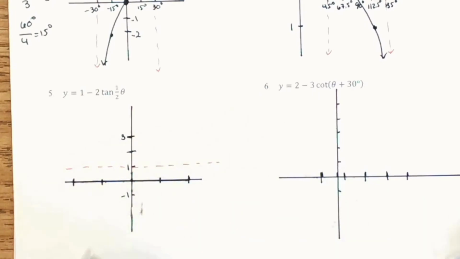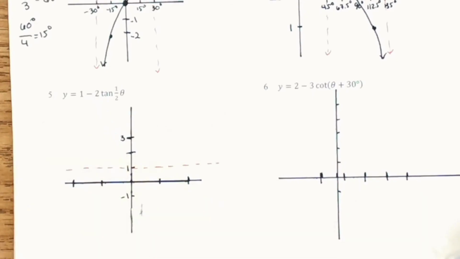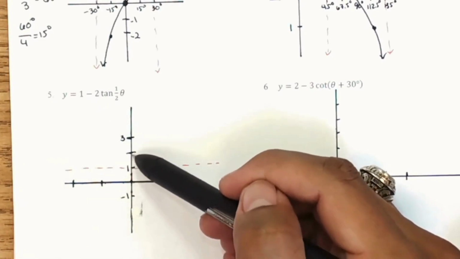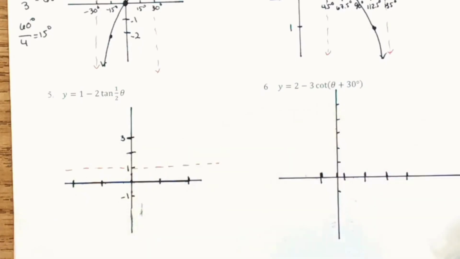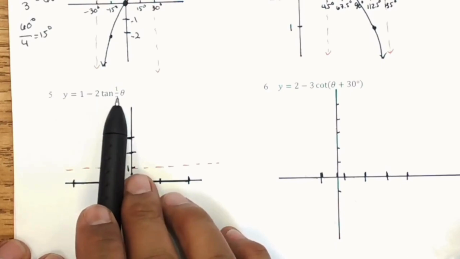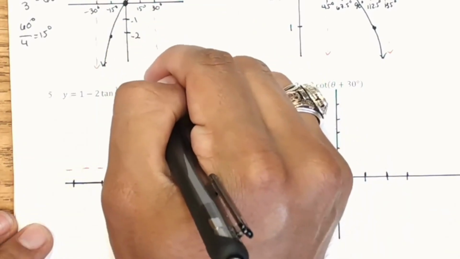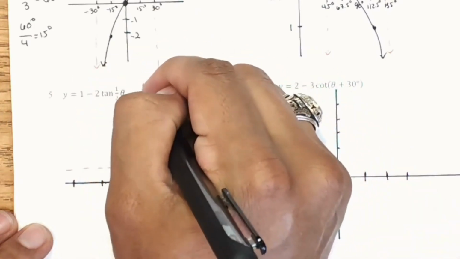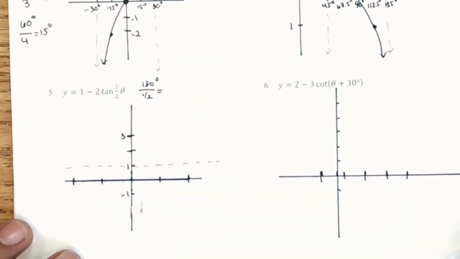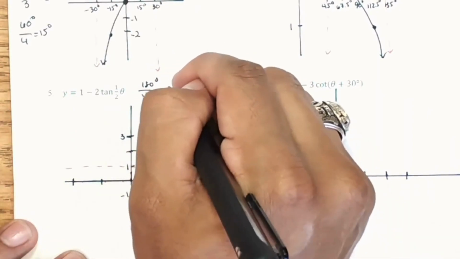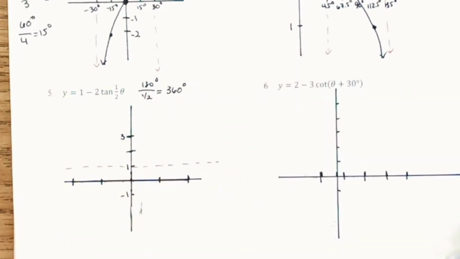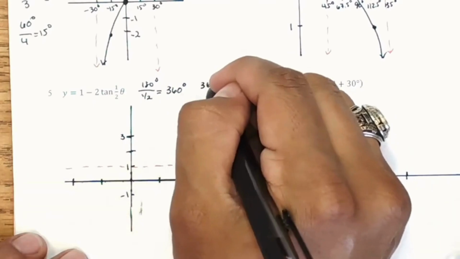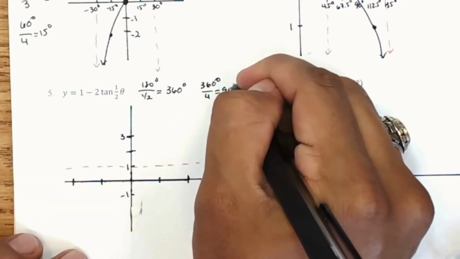Again, this stretch here is happening vertically. Our normal point for tangent is 1 away from the middle, but in this case we're stretching it by 2, so it goes up 2 and down 2 from the middle, almost like amplitude. All right, so we did our vertical shift and our amplitude. What about this 1/2? Again, you're going to take 180 degrees, because we're talking about tangent, and divide it by 1/2. Instead of dividing by 1/2, we multiply by 2 and get that our period length for this graph would actually be 360. And if I divide that by 4, we end up getting 90.